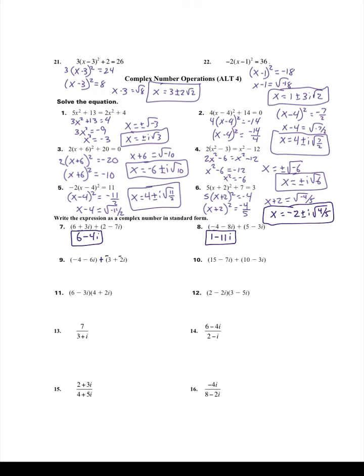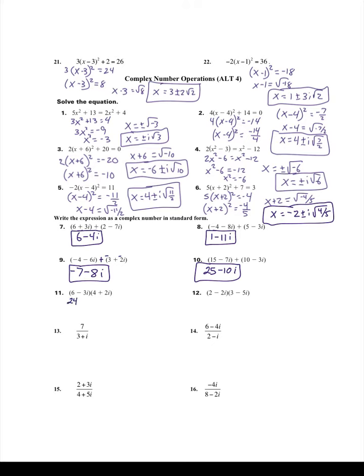For number 9, we're subtracting, so we're going to change that to addition and then change the signs in this parentheses. -4 minus 3 is -7, -8i. 15 plus 10, and then -7 minus 3i.